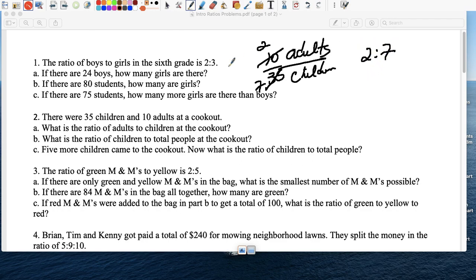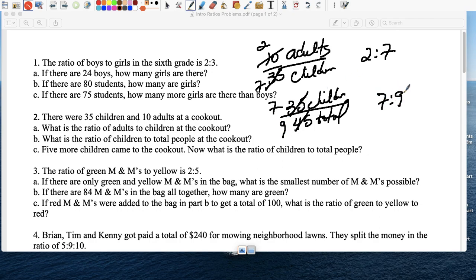Okay. What's the ratio of children to total people? Well, the ratio of children is 35 children to total. Well, there's a total of 45 people. Right, and again, we simplify this. You have to. Divided by 5 is 7. Divided by 5 is 9. So the ratio is 7 to 9. 7 children to 9 total. Okay, again, order. Super important.